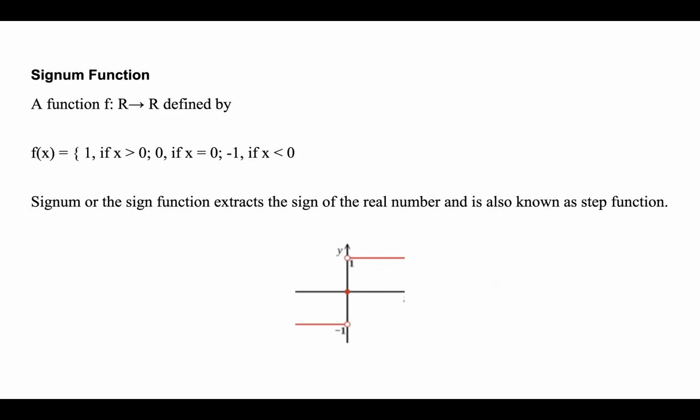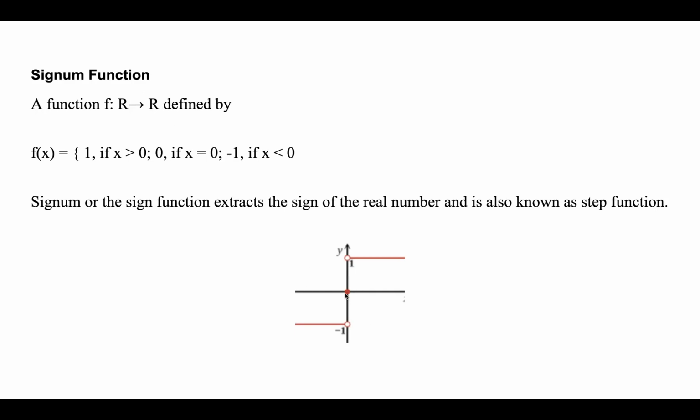If function f is from real numbers to real numbers, defined by f of x is 1 if x is greater than 0, 0 if x equals 0, and -1 if x is less than 0. Okay, here we can consider that this type of function is known as the signum function.